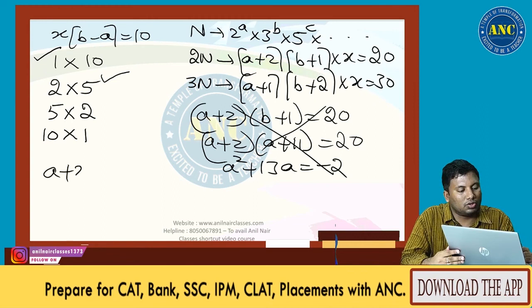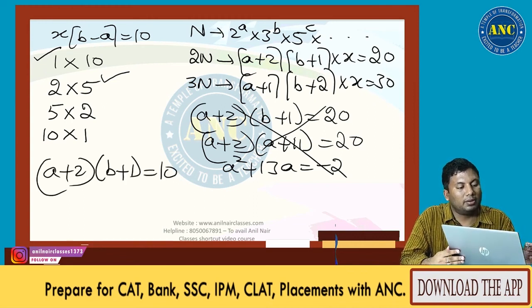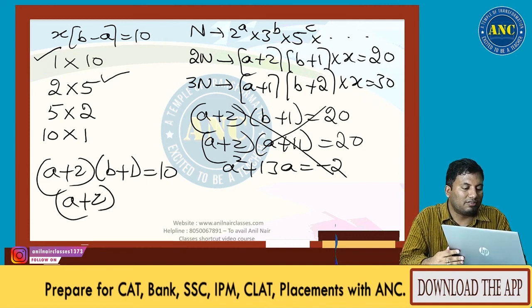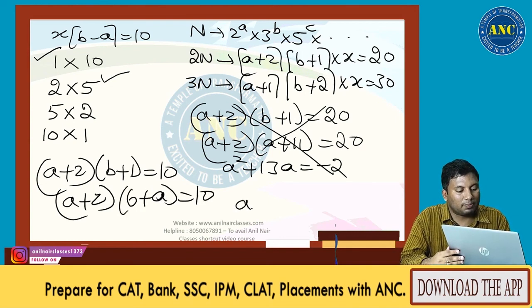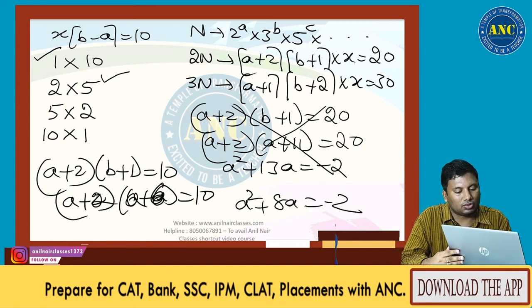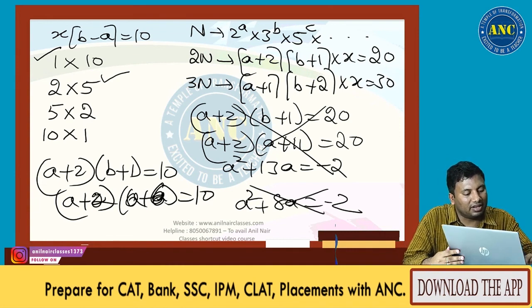If I take this case, x is 2. So (a plus 2) into (b plus 1) into 2 equivalent to 20, and b minus a is 5. B will be 5 plus a. So (a plus 2) into (a plus 6) equivalent to 10. A square plus 8a, again I am getting negative. A square plus 8a equivalent to minus 2. These are not possible. Next, 5 into 2.